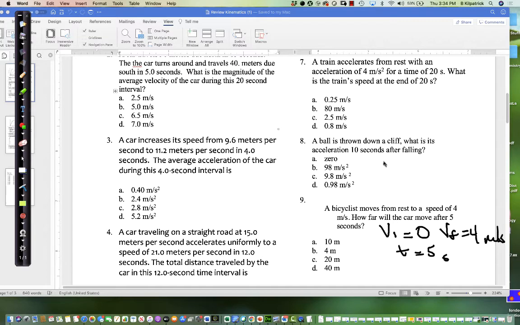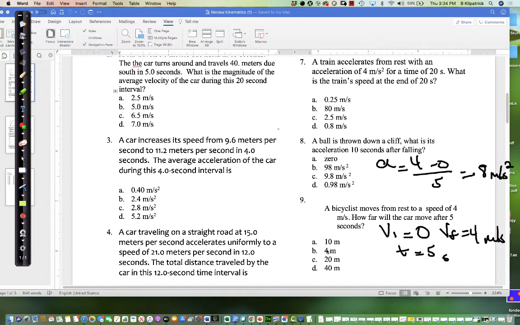So acceleration is equal to the change in velocity over time. So we can do final velocity, which is 4 minus 0 divided by 5. So that gives me what? That's 0.8. 0.8 meters per second squared.